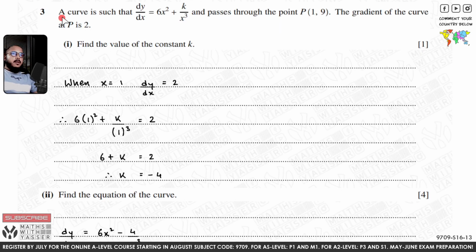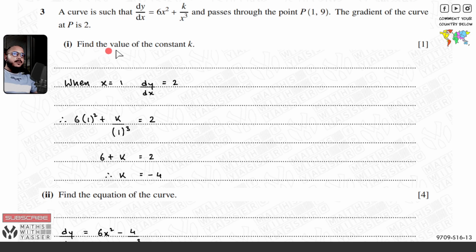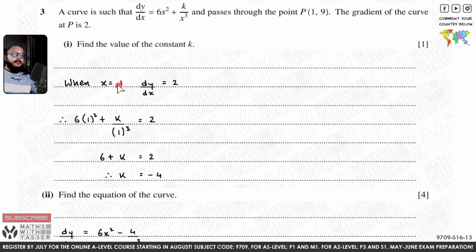Question number 3. A curve is such that dy/dx is equal to 6x² plus k over x³ and passes through the point P (1, 9). The gradient of the curve at P is 2. We need to find the value of the constant k.